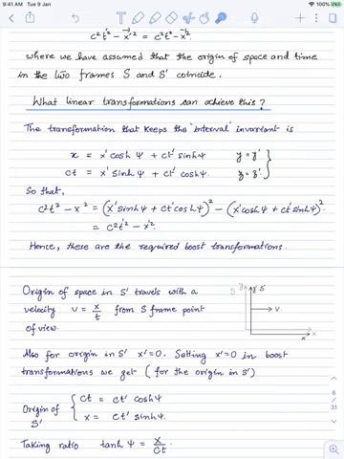Or these are the set of transformations that keeps the interval invariant. Okay, it is also a 1-parameter set of transformations parameterized by this parameter psi. Unlike sine and cos, this is sinh and cosh, so this is not an angular coordinate. But this psi is a 1 parameter that parameterizes the set of transformations which keeps the interval invariant.